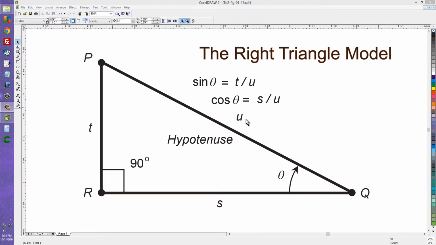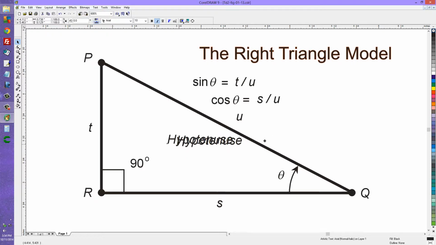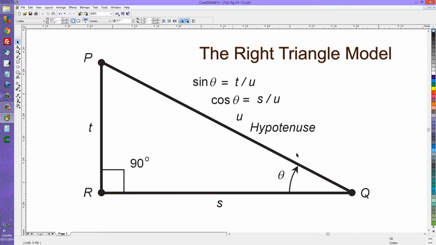And U is the length of the longest side, called the hypotenuse. Now, I don't know where in the world that word comes from, but that's what they call this longest side of any right triangle. So we can define various ratios: S over U, T over S, U over S, but we're interested only in two particular ratios. The ratio T over U, that is the height divided by the length of the hypotenuse.